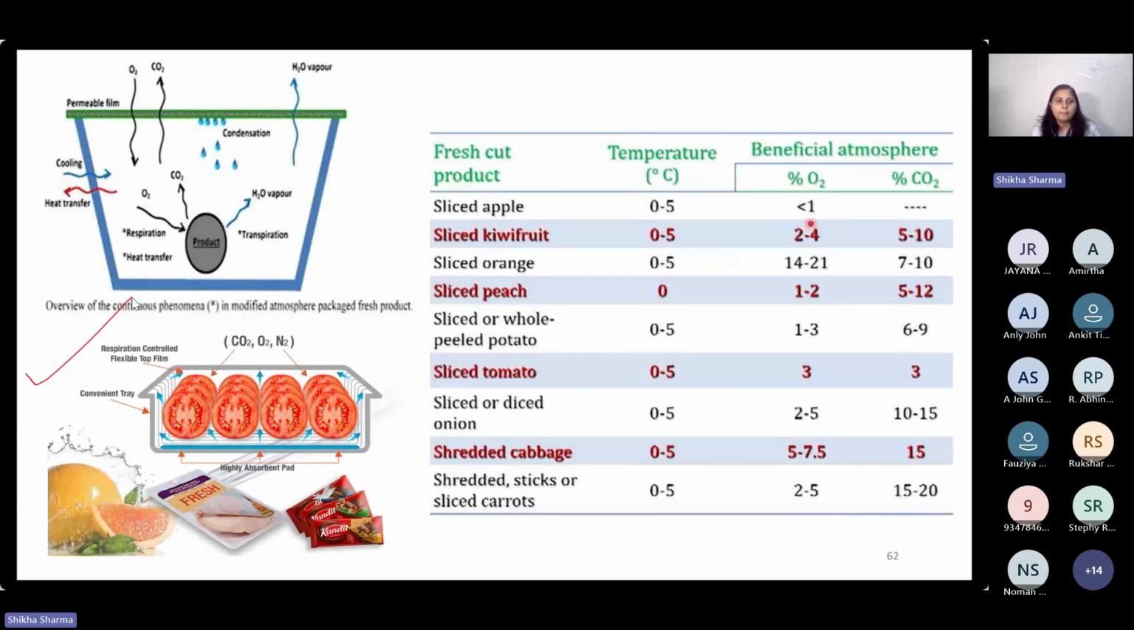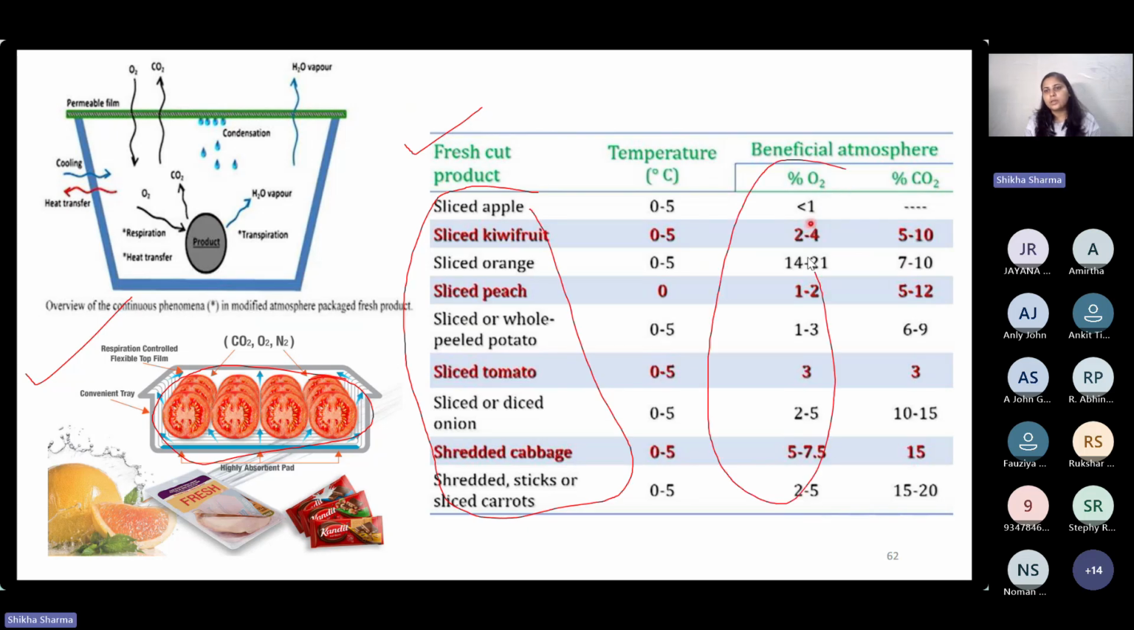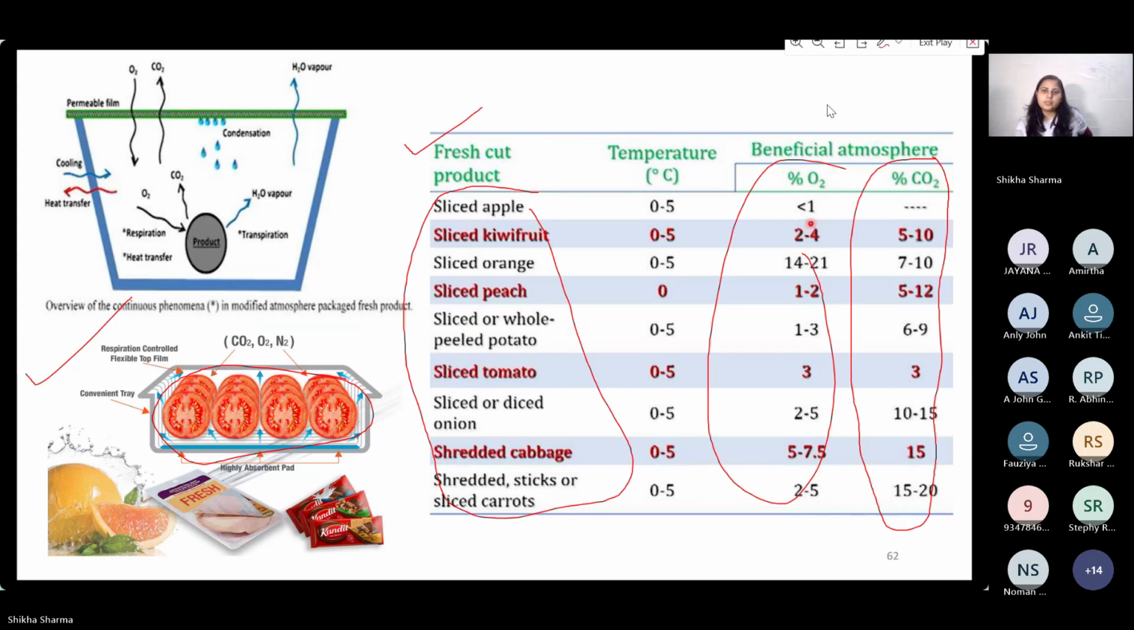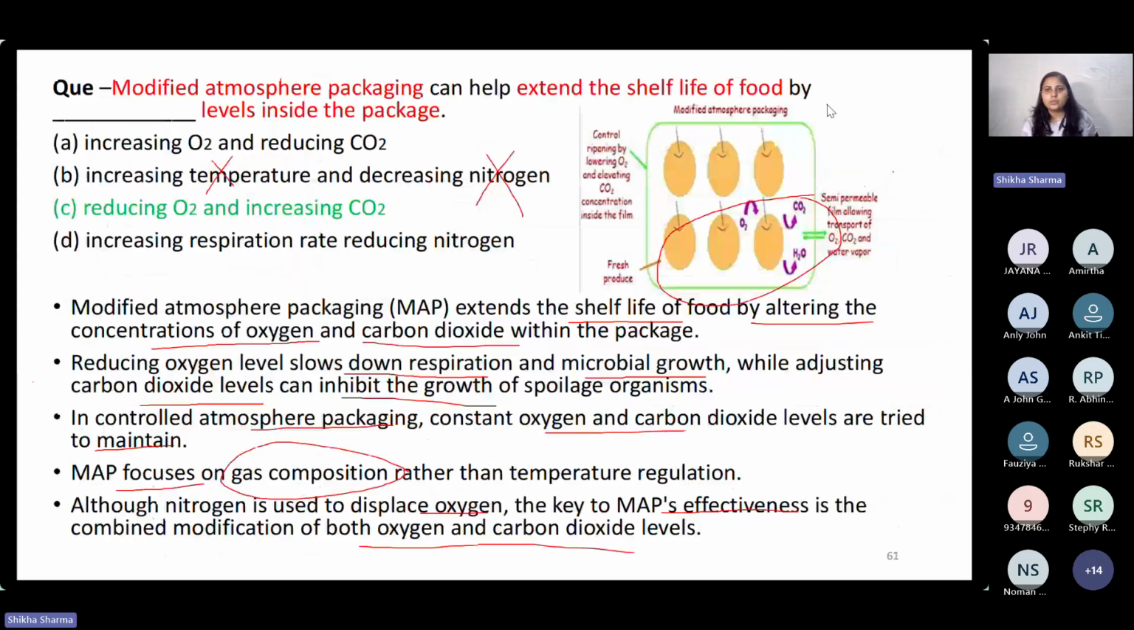Like these are the systems where we are maintaining O2, CO2, and N2 level, and you can see it can increase the shelf life. This table is indicating different food products, and they can have different O2 and CO2 levels here, like the modified conditions of O2 and CO2, to increase the shelf life. In controlled atmosphere packaging, basically, so in this question, the answer is C, reducing O2 and increasing CO2 level.